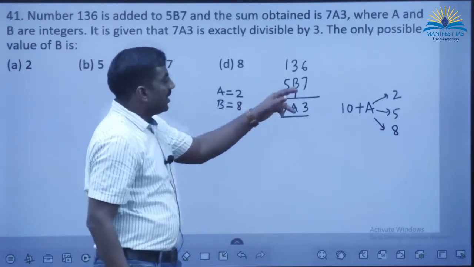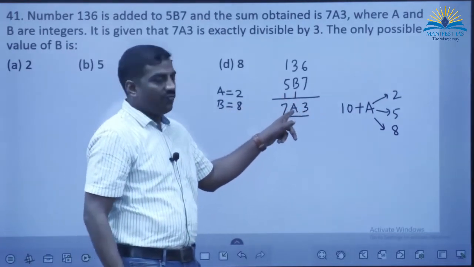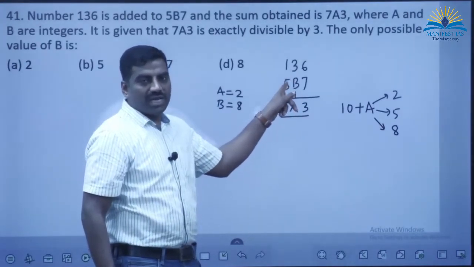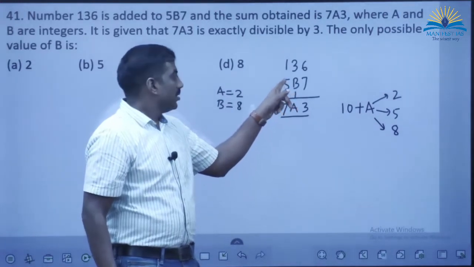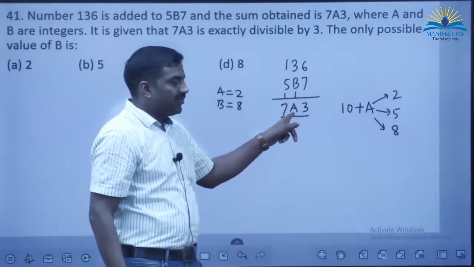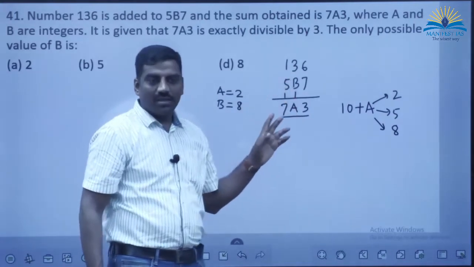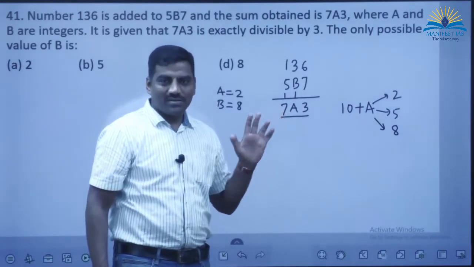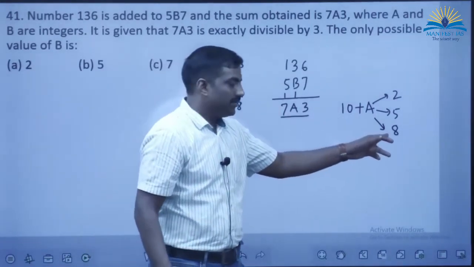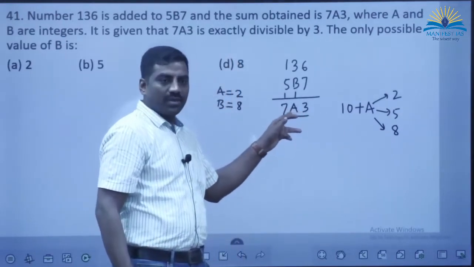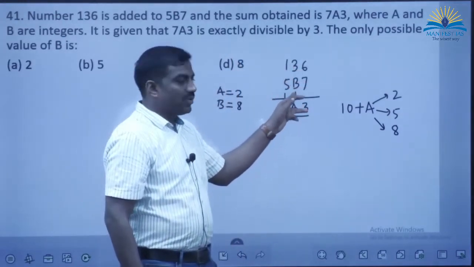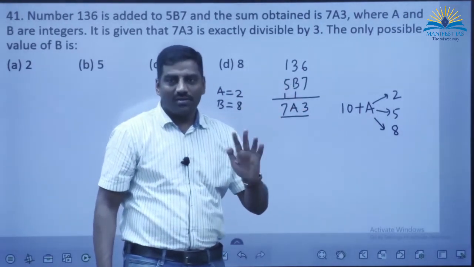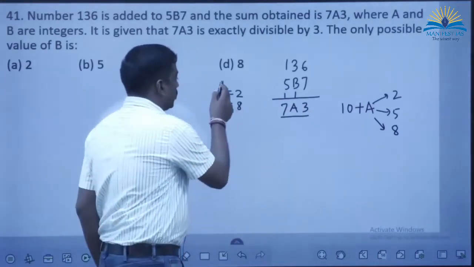Then, if a is 5, 3 plus 1 is 4. What should be the value of b? 3 plus 1 is 4. A is 5. B is 11. Can we write 11 there? It is a single digit number. So we cannot satisfy. What about 8? If this is 8, 3 plus 1 already 4. B has to be 14. We cannot write there. So A is 2 and B is 8.